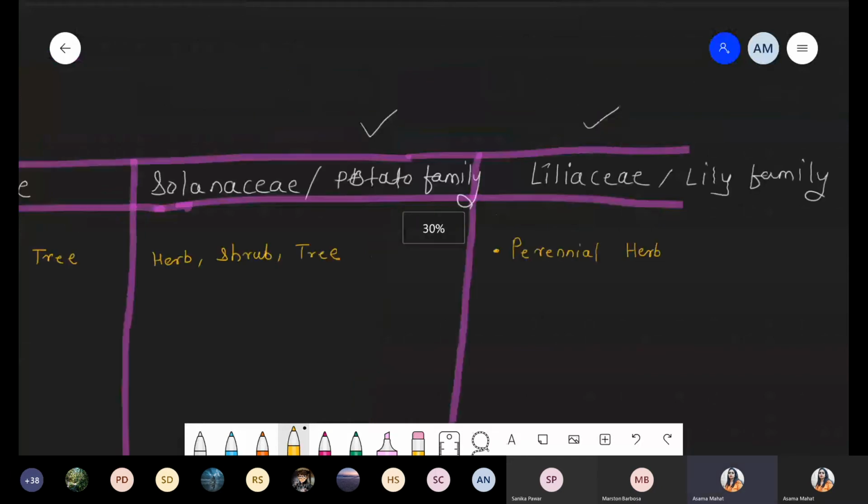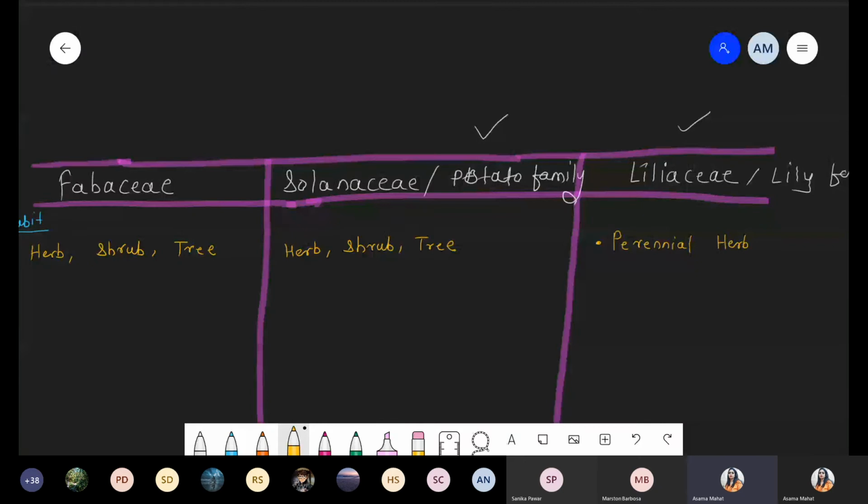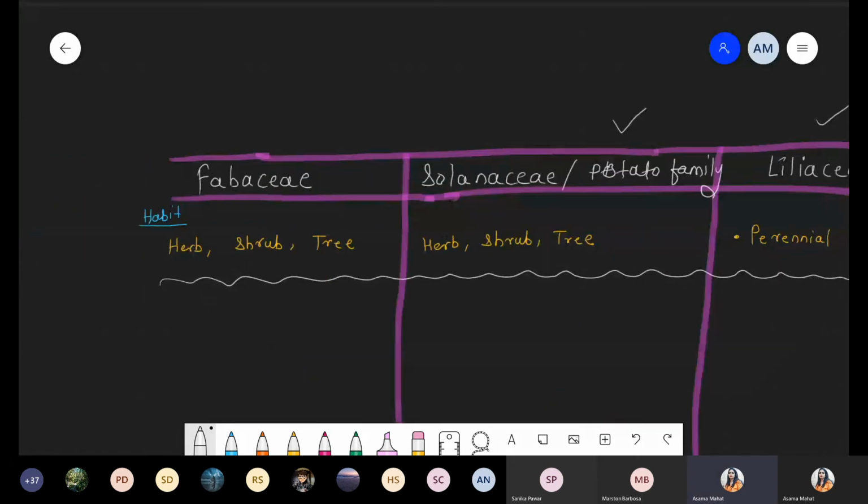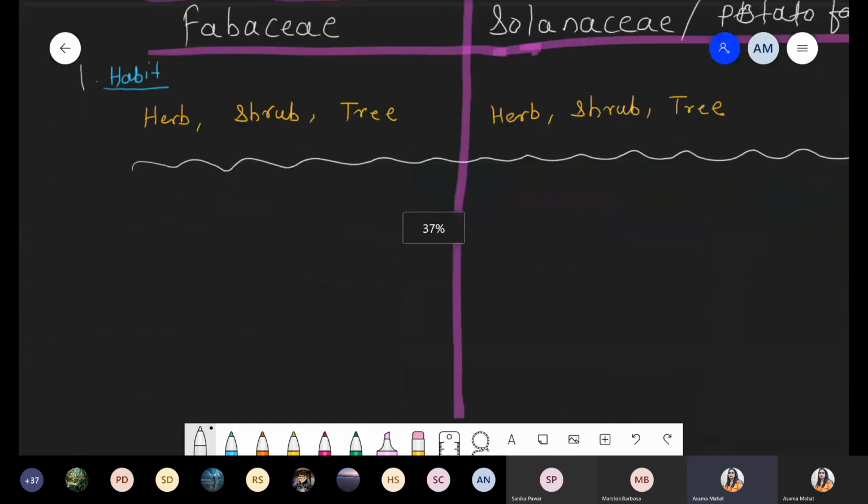So this point is clear with respect to habit. In case of Fabaceae, herb, shrub, tree, same for the Solanaceae, but in case of Liliaceae, it is quite different, that is perennial herb. So the first point is with respect to habit. You can give the number also. First, that is habit. Okay. Now, number second, stem कैसे होगा? Part of stem.